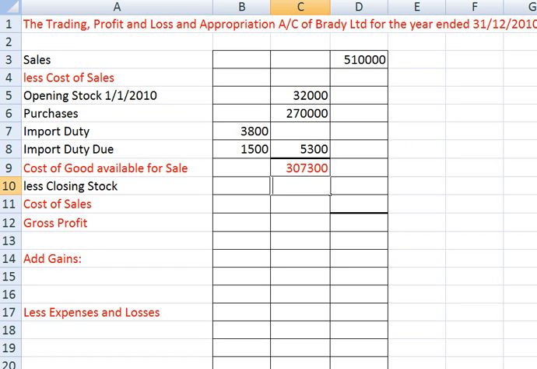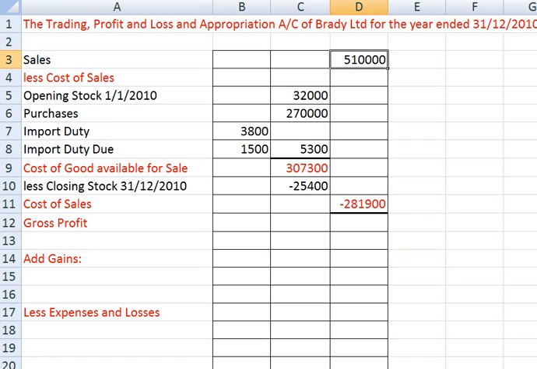Now, of course, they didn't sell everything they had available to sell because they had stock left over at the end of the year. So we would take away the closing stock, and again I'm going to put in the date just to satisfy the markers. I'm going to take away the closing stock because that is not a cost of sale because we haven't sold it yet. So it's 25,400. So when I take my closing stock from my cost of goods available for sale, I get my figure for cost of sales. What it cost me to make my sales, and it's 281,900.